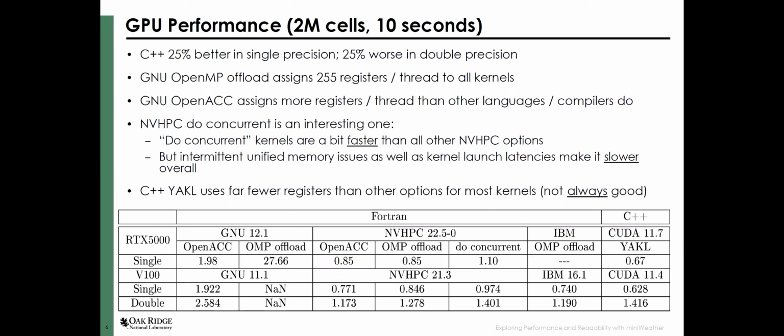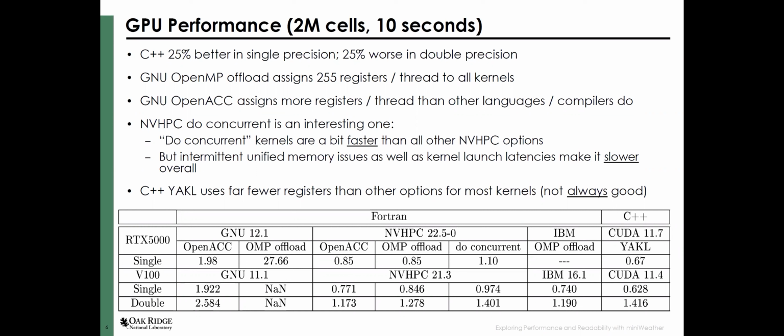For the GNU compiler, I think they're still developing their performance strategies for OpenMP and OpenACC directives. Their OpenMP assigns 255, the max amount of registers per thread, to all kernels, so naturally the performance is quite poor for those. And the GNU OpenACC currently assigns more registers per thread than the other languages and compilers do, which is not always a bad thing, but once it reaches a high number, say more than 64 or something like that, then you can really start to damage occupancy to the point that you'll notice it in the overall runtime.